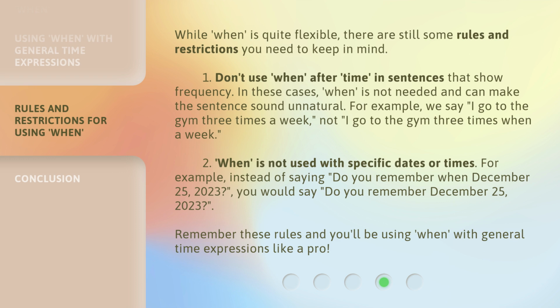2. When is not used with specific dates or times. For example, instead of saying, do you remember when December 25th, 2023? You would say, do you remember December 25th, 2023? Remember these rules and you'll be using when with general time expressions like a pro.